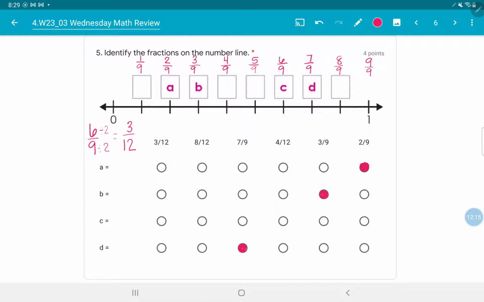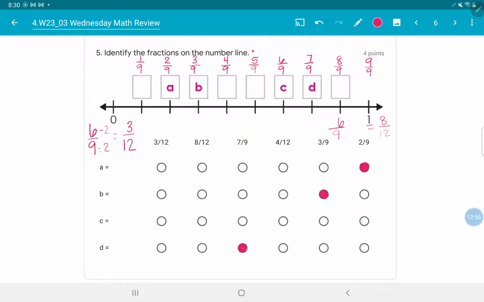Okay. So let's look at 8/12. 6/9 equals 8/12. Let's see if that works. Can I multiply or divide 6 by anything to get to 8? No. No, you can add. Okay, I can add, but to find equivalent fractions, we have to either multiply or divide. 4/12. That's not equal.